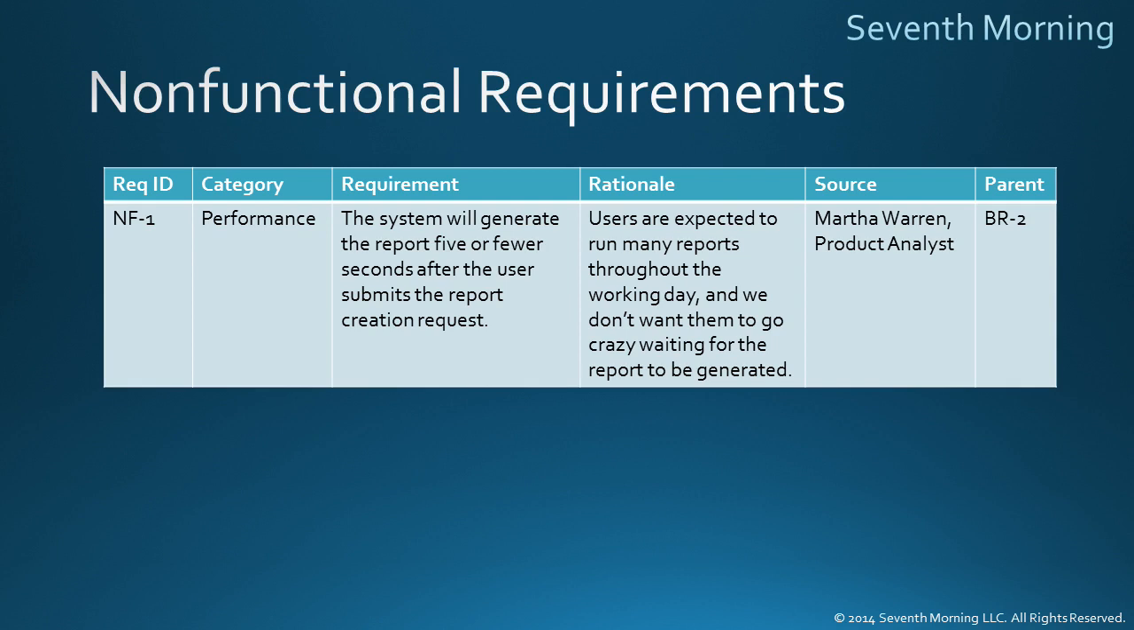Okay, the next column, the source of the requirement, is listed here as Martha. I'm going to come back to that in just a second. And we also have a parent requirement of business requirement BR2, which states that the system will enable a user to create summary reports of all the beverages sold monthly. Okay, this seems pretty straightforward.